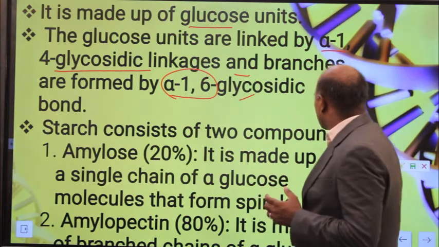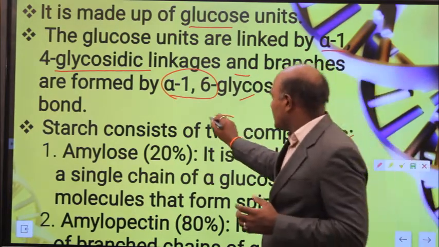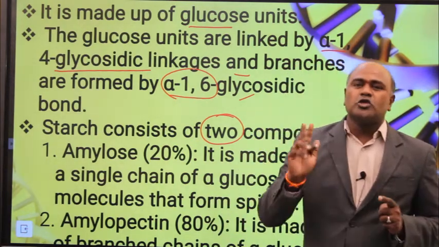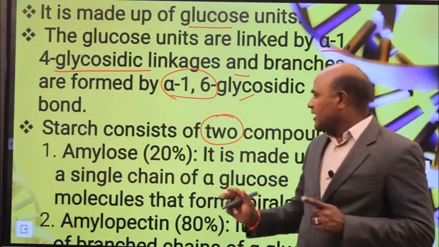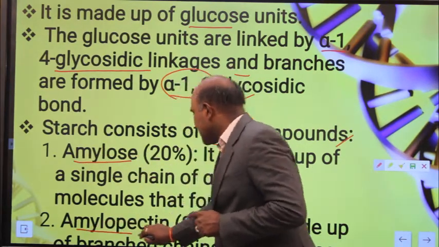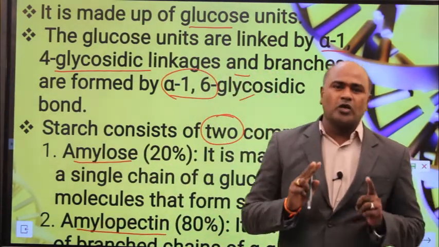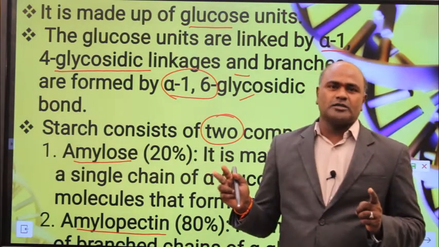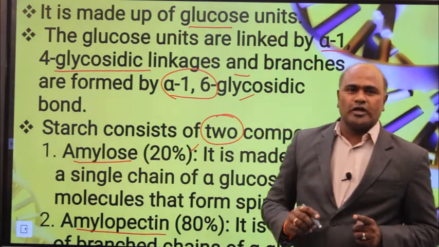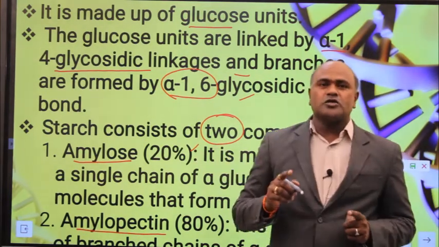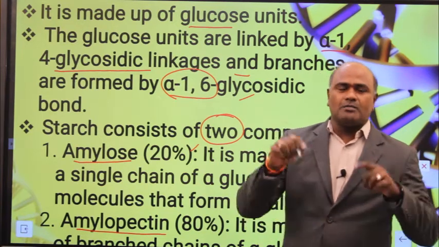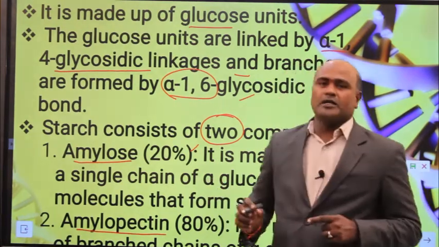Starch consists of two main compounds. This is another important point you need to remember always. Starch contains two main components. One is amylose and the other is amylopectin. Amylose makes up 20% of starch, and the remaining 80% is amylopectin.